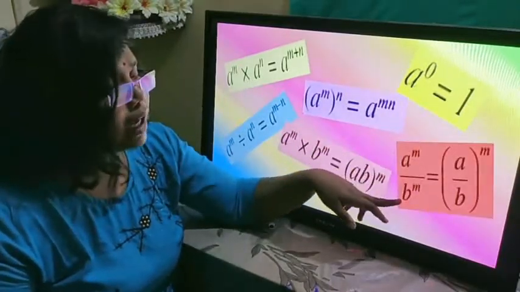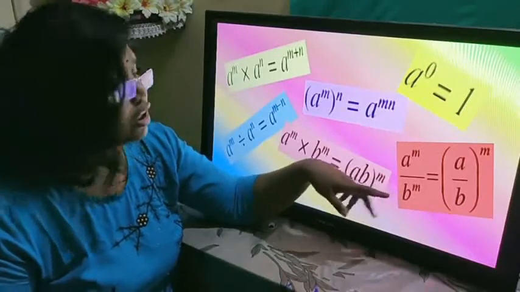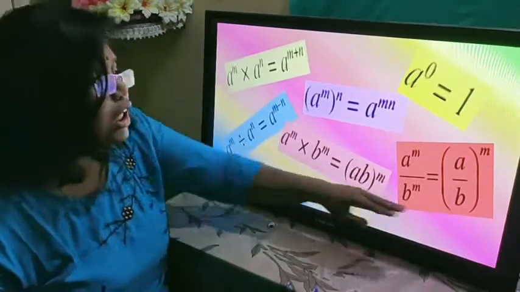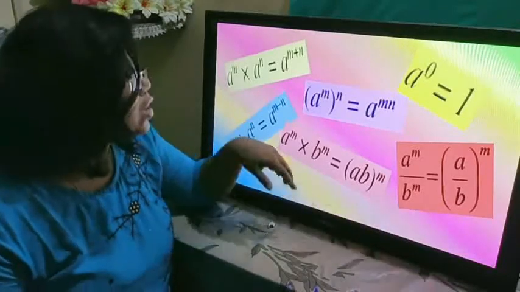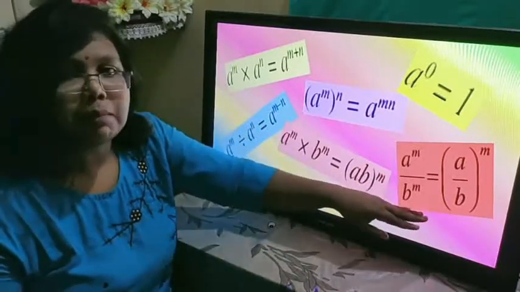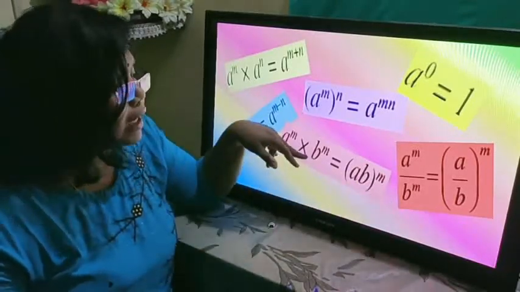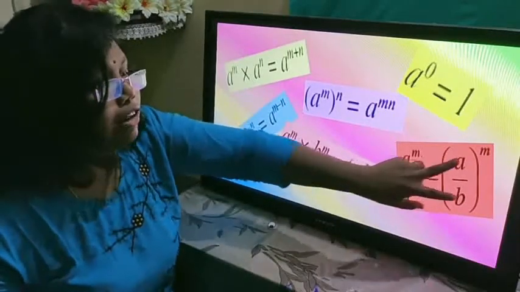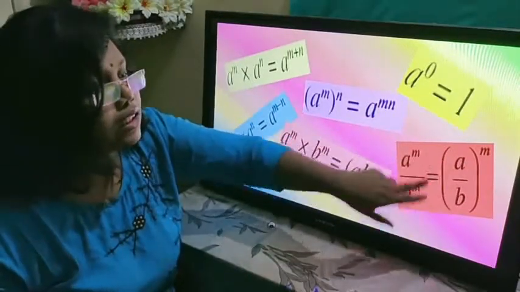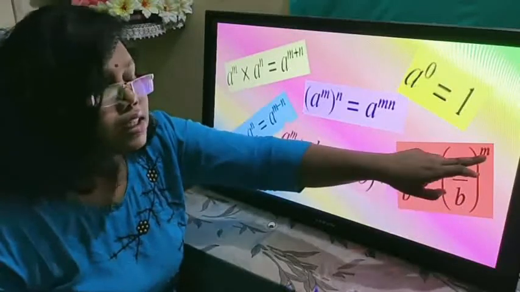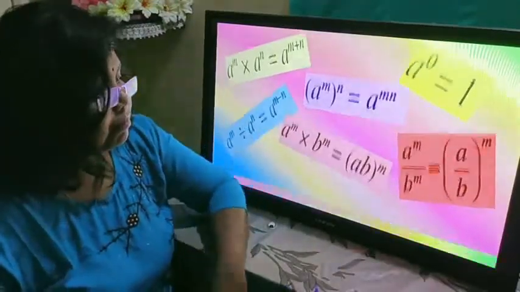Lastly, a raised to m and b raised to m. These are fractions. Now here we saw multiplication. This is nothing but division. So the same thing is applicable here. We multiplied them both, and in a similar way, we divide them both. That is, keep the fraction as it is. Then the entire thing gets the same power, that is n.